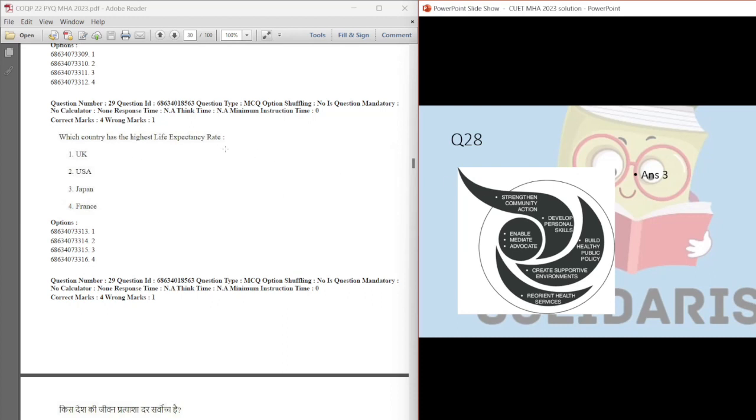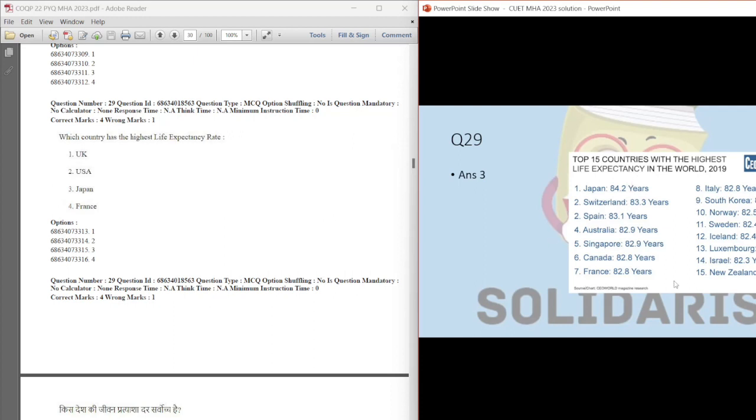Which country has the highest life expectancy rate? UK, USA, Japan, France. Most of the students go for the USA option, but USA is not that healthy. At first go for the Asian advanced countries like Japan, South Korea. You should check this because it is given by CEO World Magazine, but it was released in 2019 last, and from 2019 to 2023 there is a gap of 4 years. The question comes now this year.